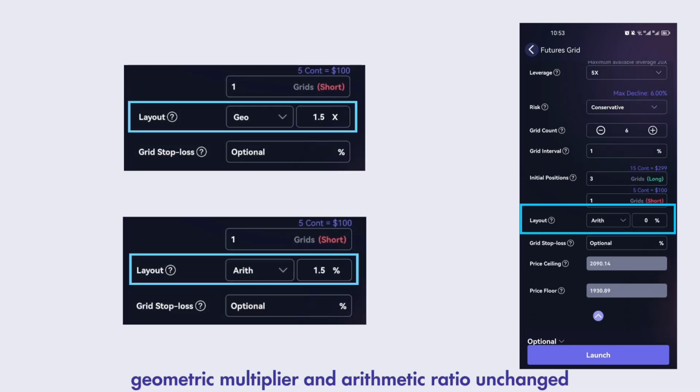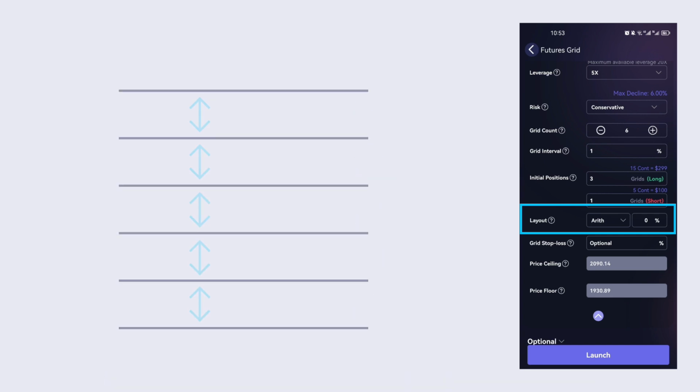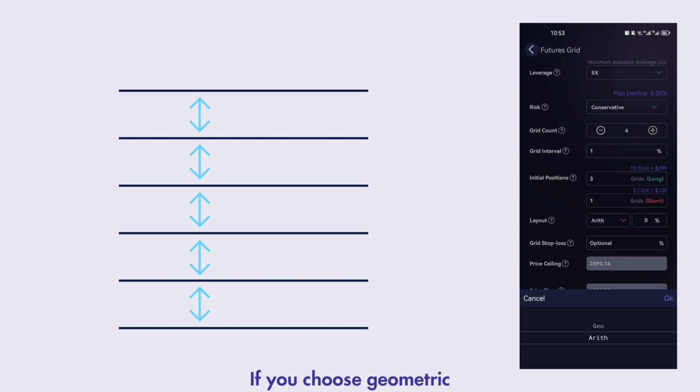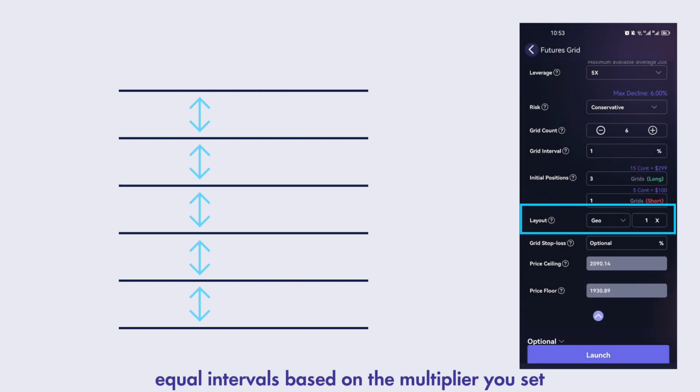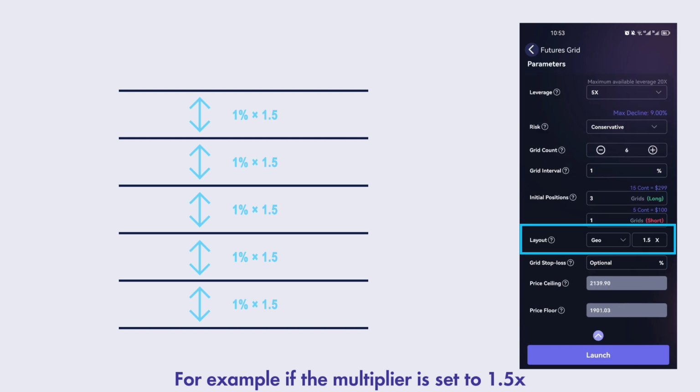If you keep the default geometric multiplier and arithmetic ratio unchanged, the grids constructed using both methods will be the same. If you choose geometric, the robot will lay out the grids with equal intervals based on the multiplier you set. For example, if the multiplier is set to 1.5x, you will get a grid layout like this. In narrow-range oscillating markets with smaller price fluctuations, each grid will yield higher profits.